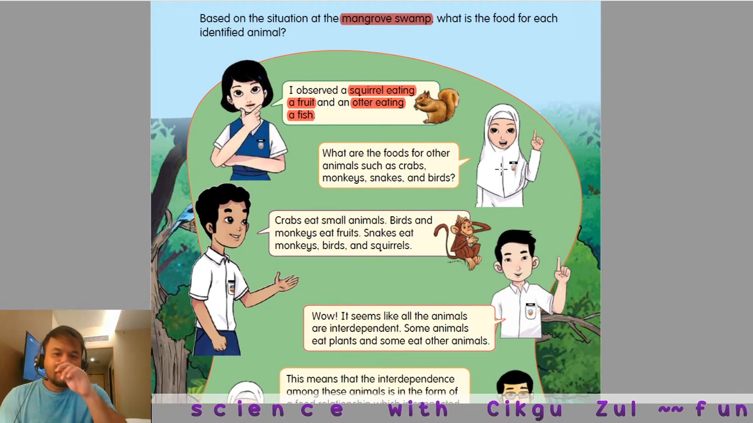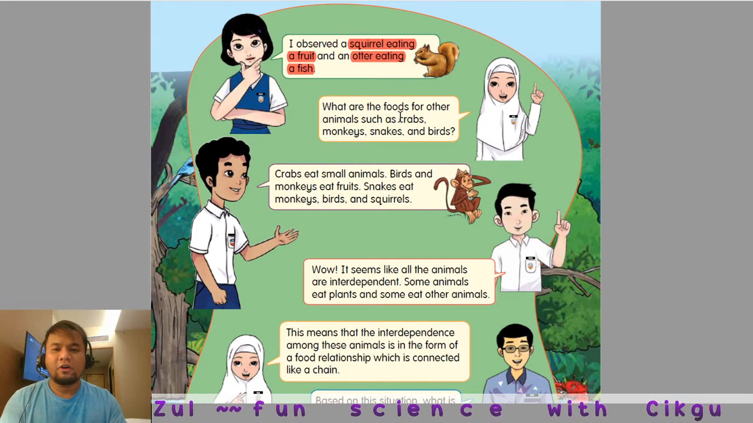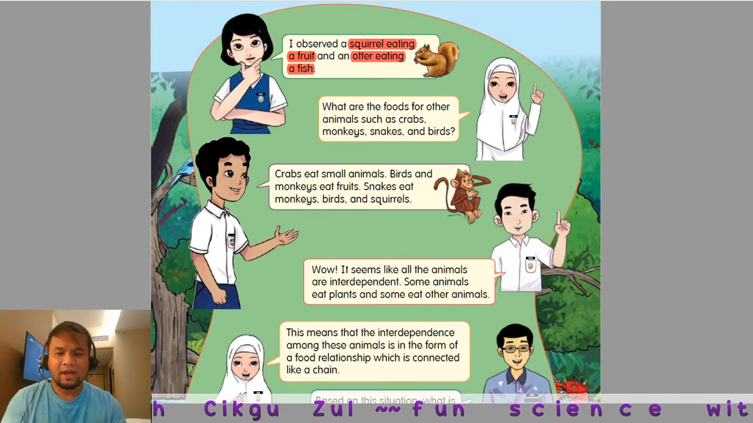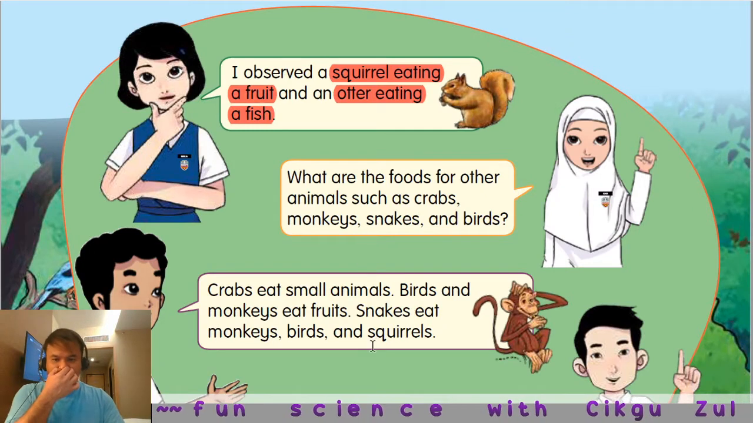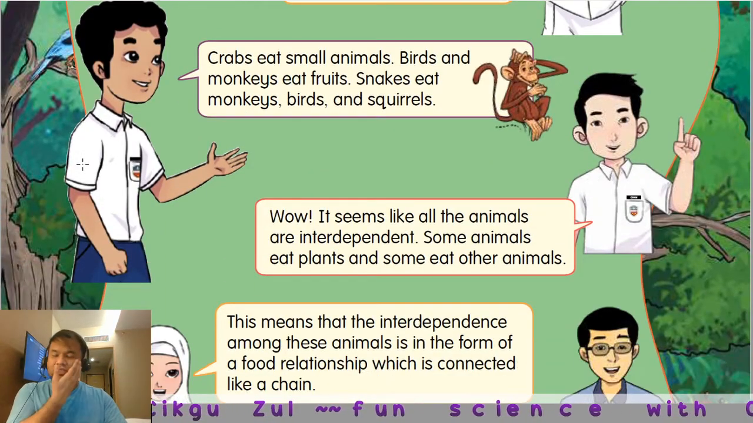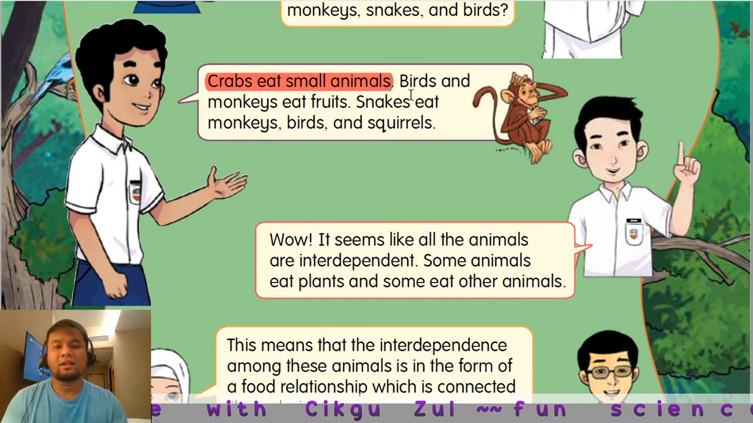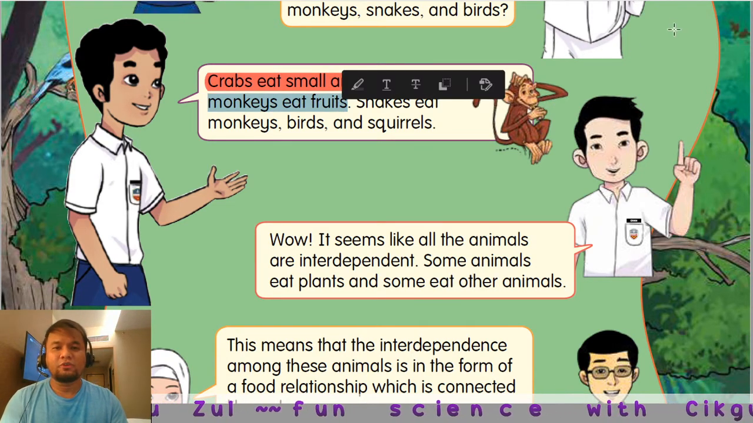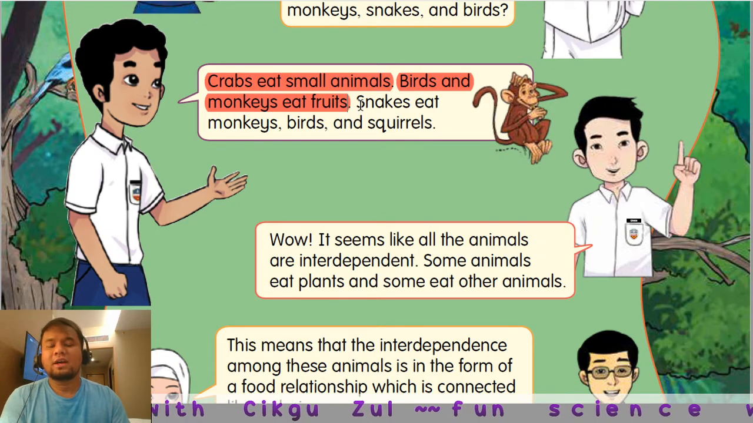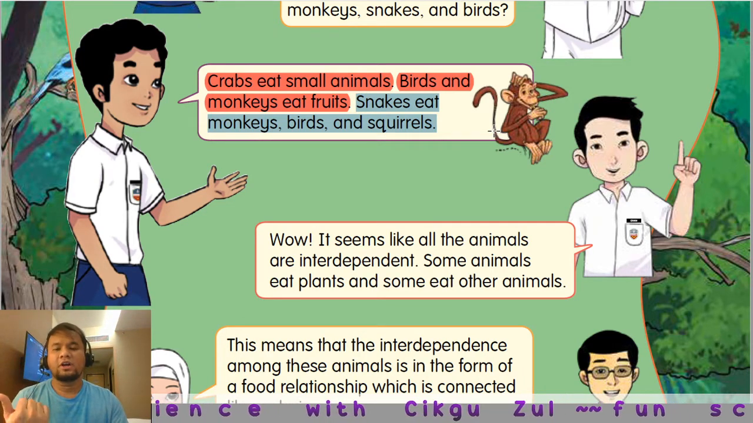Okay, now you look at the dialogue in the page. You now see what are the foods for other animals such as crabs, monkeys, snakes, and birds. I think it is better if I enlarge the view. Okay, this is better, I think. What are the foods for other animals? So this friend of theirs tells them the crabs eat small animals, while birds and monkeys eat fruit. So they got different sources of food. And meanwhile, you can see also that the snakes eat monkeys, birds, and squirrels. So they have a lot of types of sources of food.